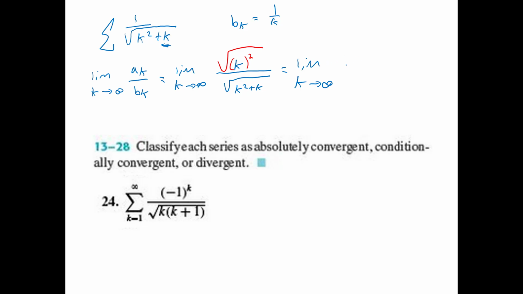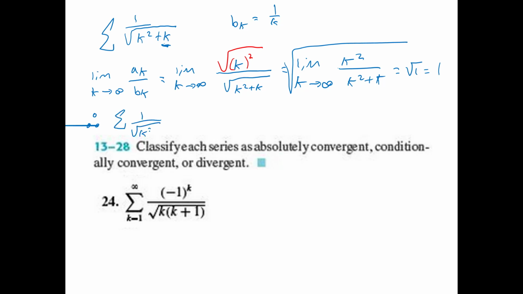since both the numerator and denominator have a square root, we can put the square root over here and get k squared over k squared plus k, a rational function. So then this is the square root of 1, which is 1. Therefore, since the series of 1 over k diverges, the series of 1 over the square root of k squared plus k diverges.